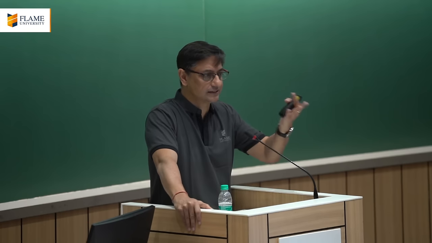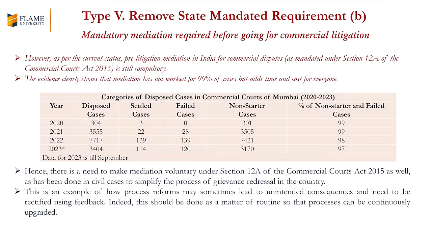So this only really started relatively recently from 2020 onwards. So really, it's the data in the last 2-3 years that really shows what happens. In fact, look at 2022, where we have the last full year data. And you can see that in the last full year data in these two courts, something like 7,717 cases were disposed, out of which only 1,039 were actually settled.